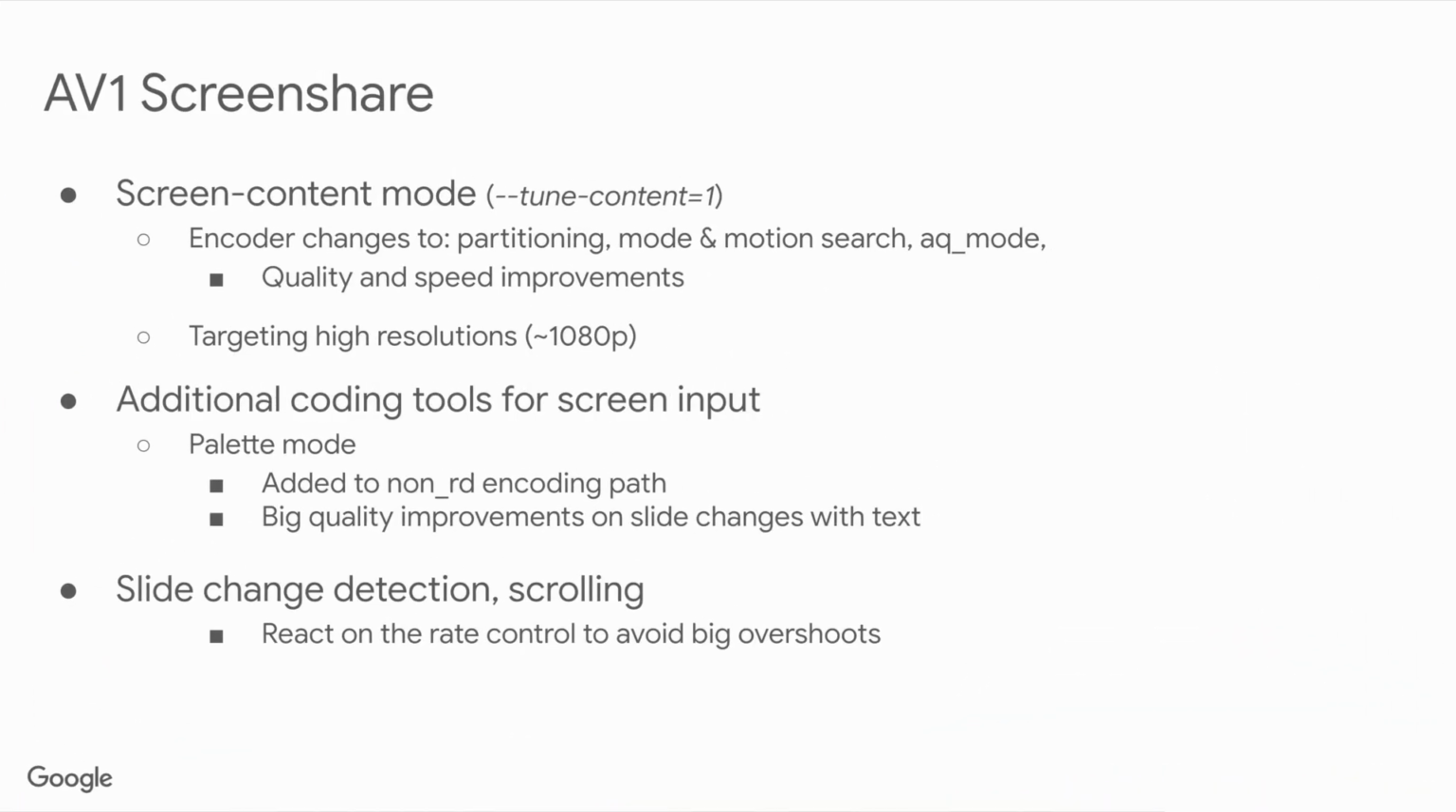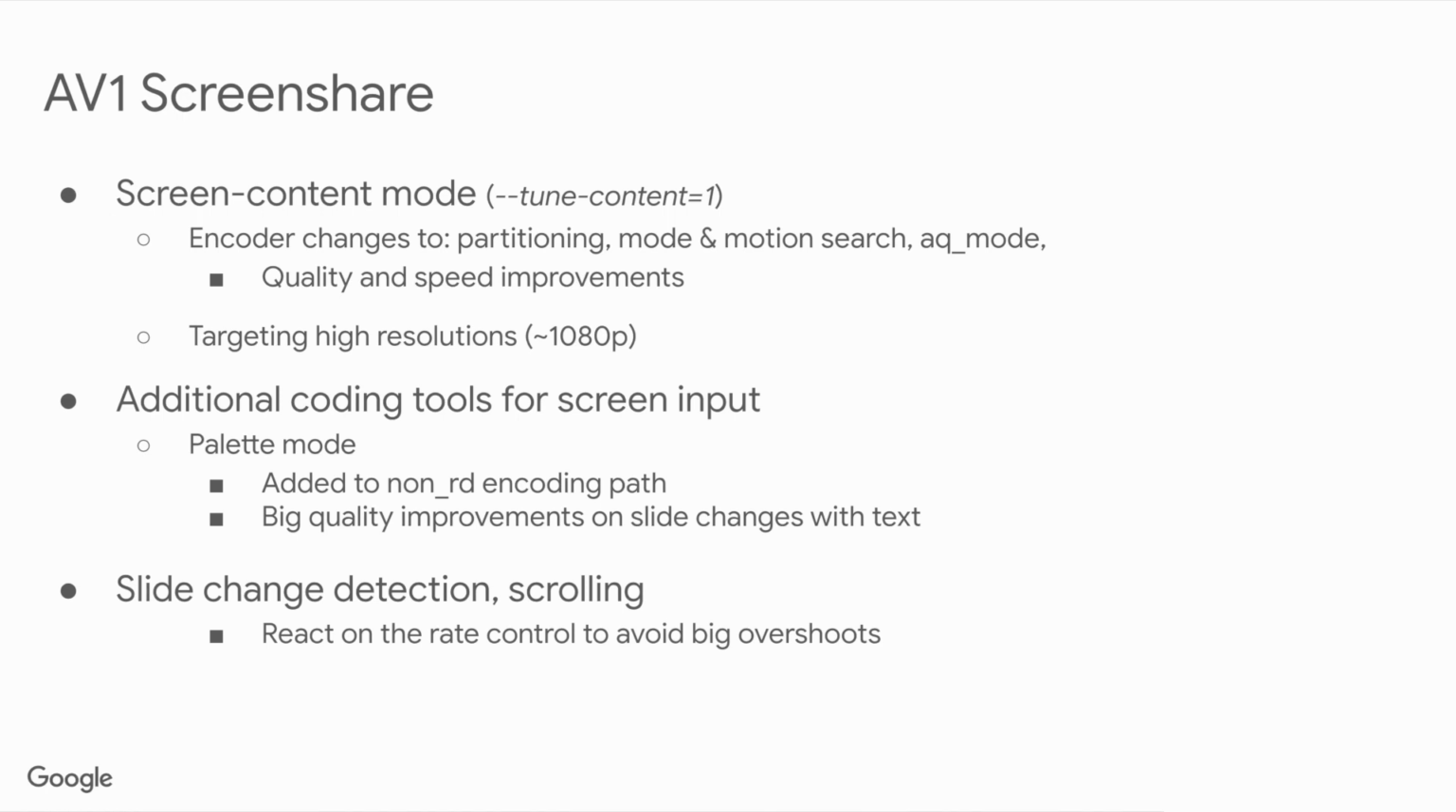Okay, so AV1 screen share. Here I'd just like to mention screen coding very briefly. We are actively pushing on getting screen content to work really well for AV1 for the Meet application. I just want to mention a few comments on this. Screen sharing mode in WebRTC in Meet will pass to the encoder a mode called, for AV1, tune content. And that's set to 1, so that tells the encoder we're encoding screen content.